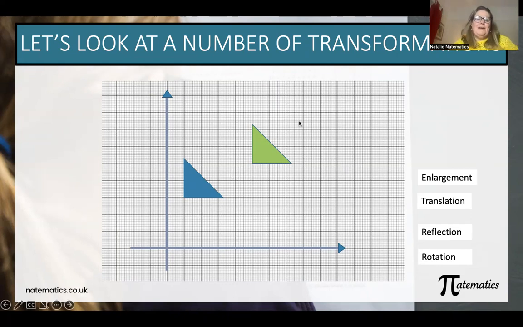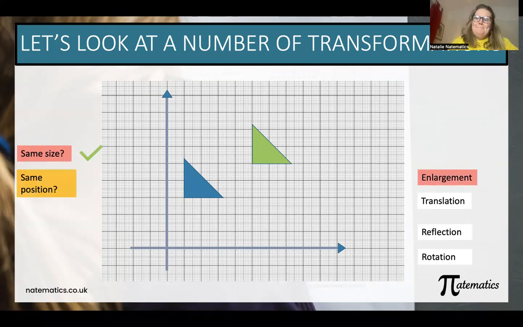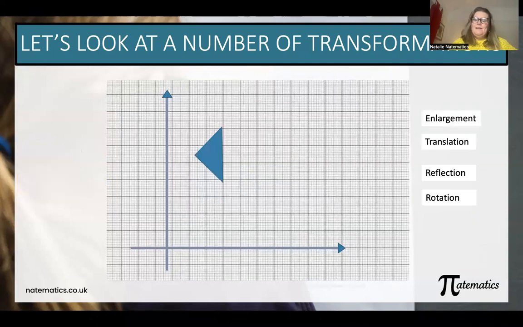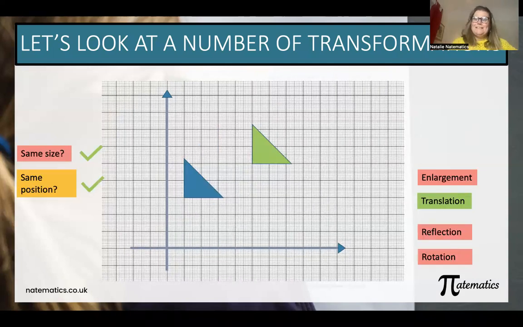So what's happened here? We've gone from the blue shape to the green shape. Is it the same size? Yes, so it can't be an enlargement. Next question: is it in the same position? So, we've got the right angle at the bottom left of the shape, and in the transformed shape, is that right angle still in the bottom left? Yes, so it can't be a rotation or a reflection. Therefore, it must be a translation.